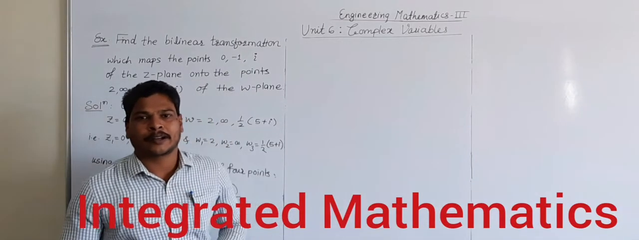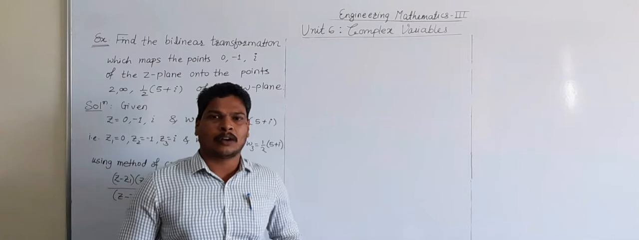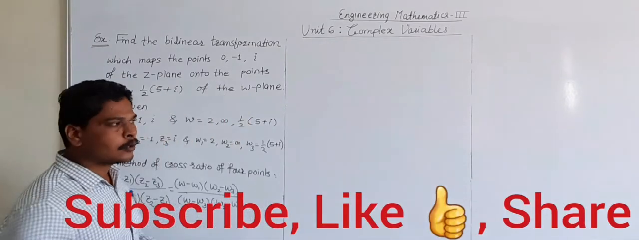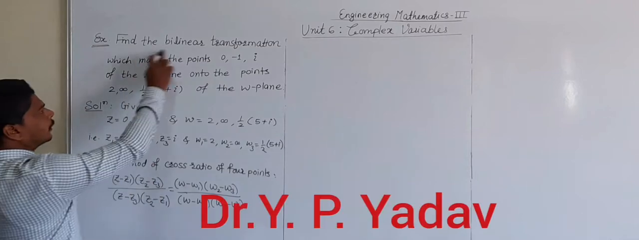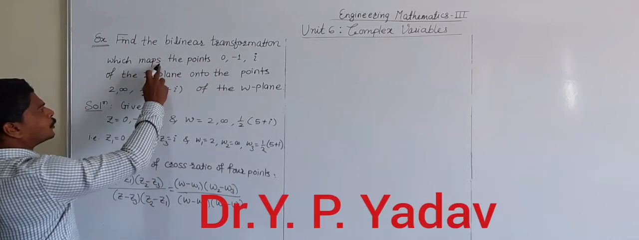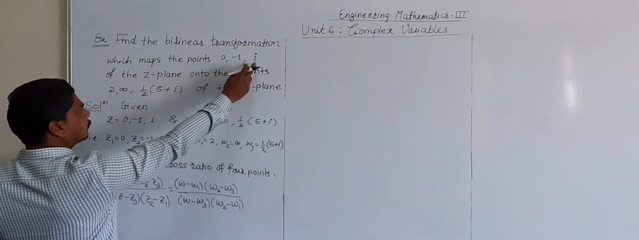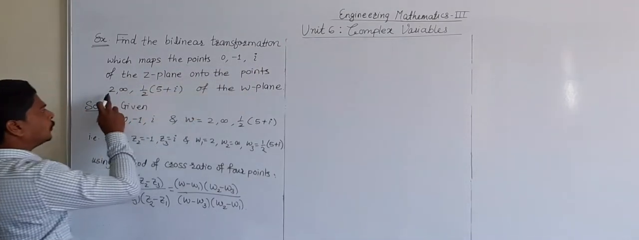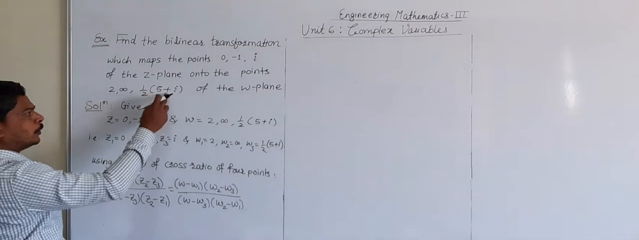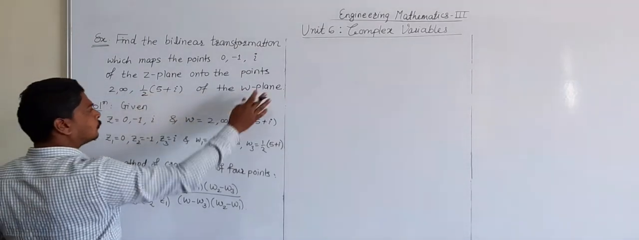In this lecture, we are trying to solve some more examples of bilinear transformation or Mobius transformation. So our next example is: find the bilinear transformation which maps the points 0, -1, i of the z plane onto the points 2, infinity, 1/2 into (5 plus i) of the w plane.